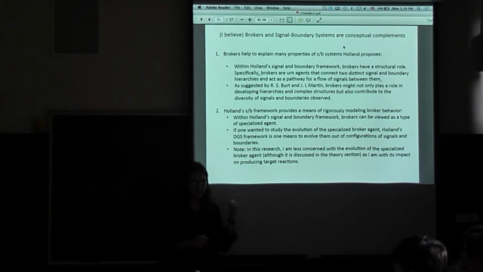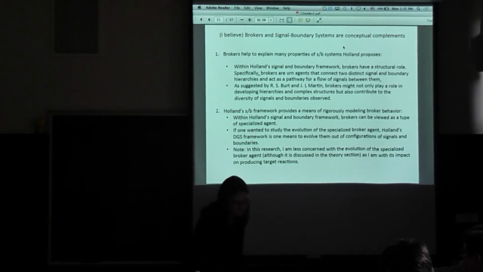Again, I want to say that John Holland, in his book Signals and Boundaries, provides a way to model the evolution of signal and boundary systems. I'm not as concerned with the evolution of brokers, but if you would like to look into that, I think you could use his framework to develop a broker from signals and building blocks. But I'm just going to link to the fact that there is a broker and see its influence.